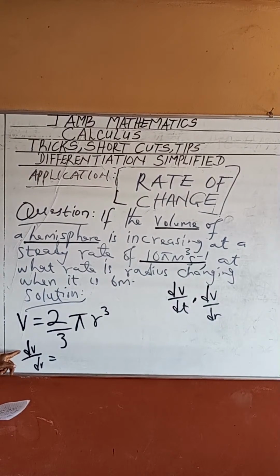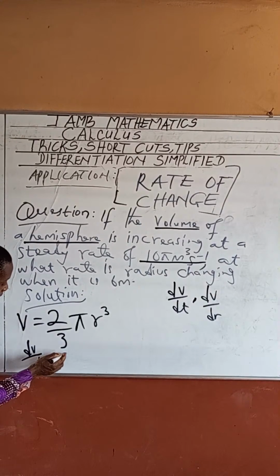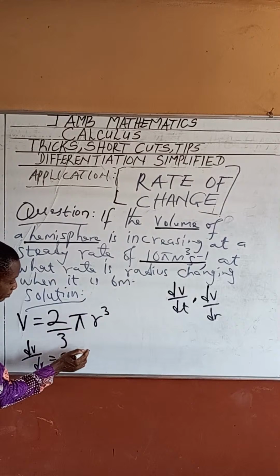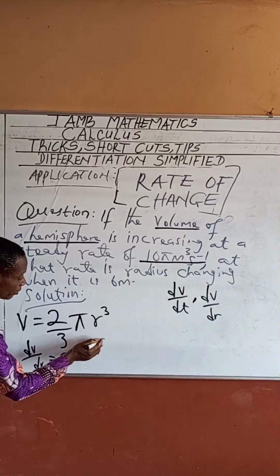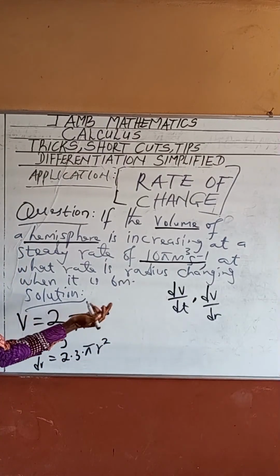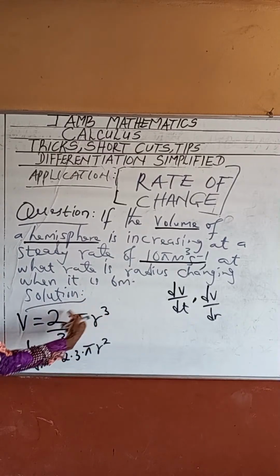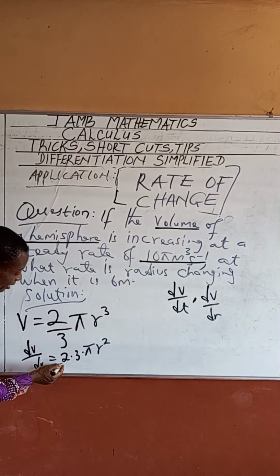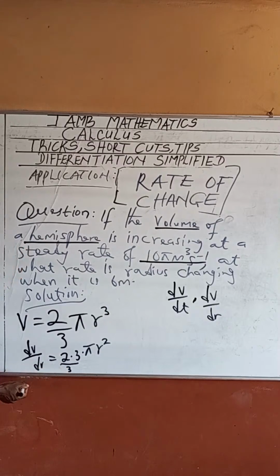This is dV/dr. So dV/dr will give us 2 times the 3, then times pi, then r squared, because you are going to remove 1 from the power. Transfer this 3 down here, then divided by 3. Don't forget. So this 3 will cancel this 3.